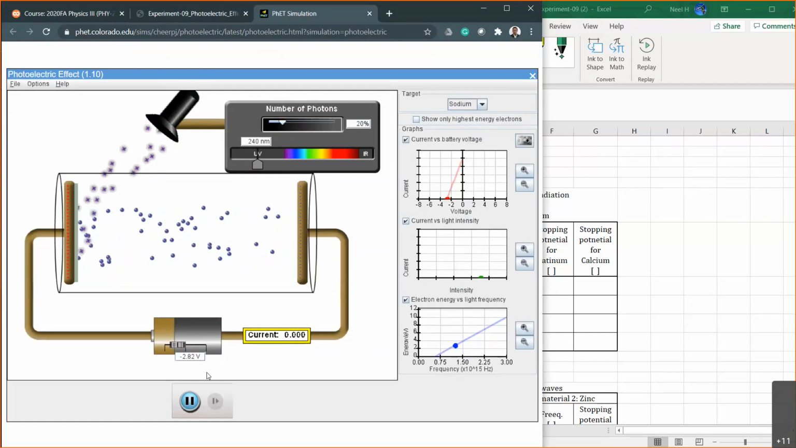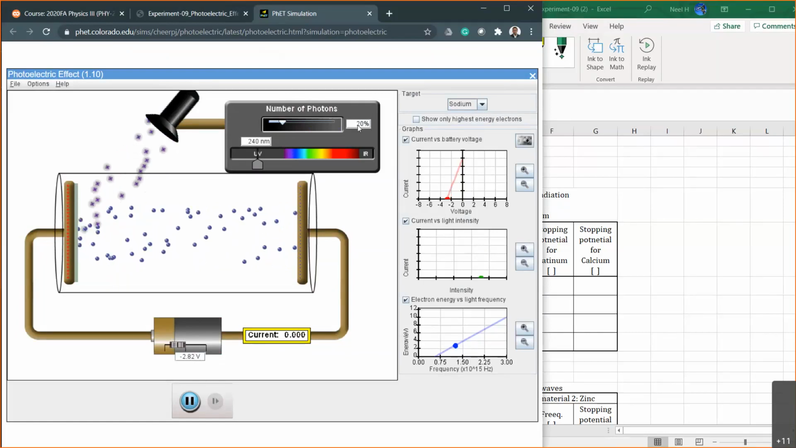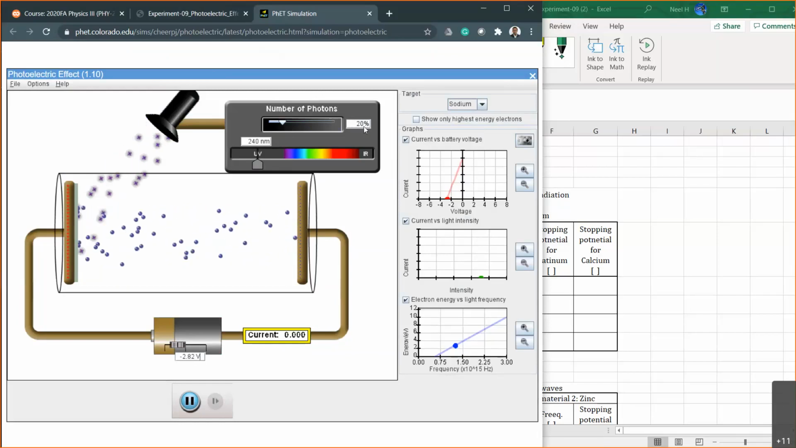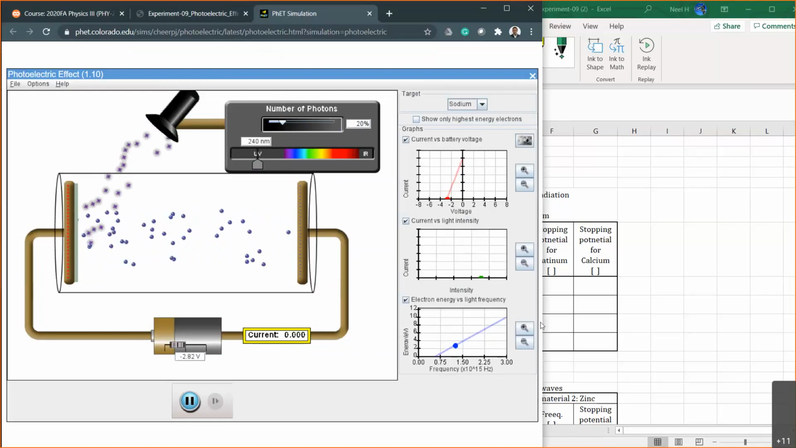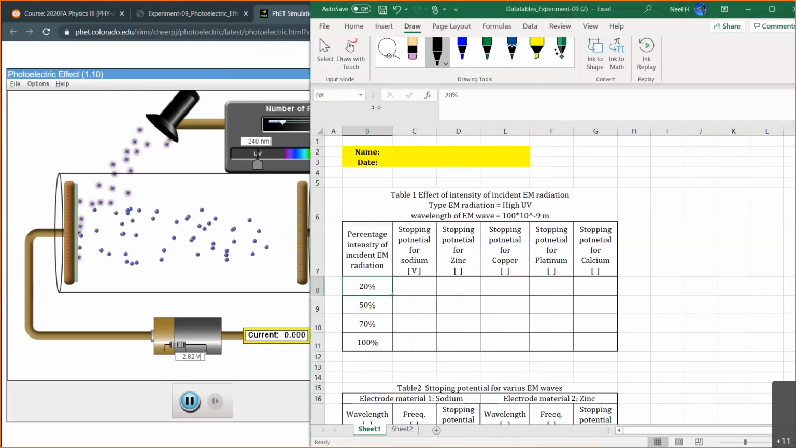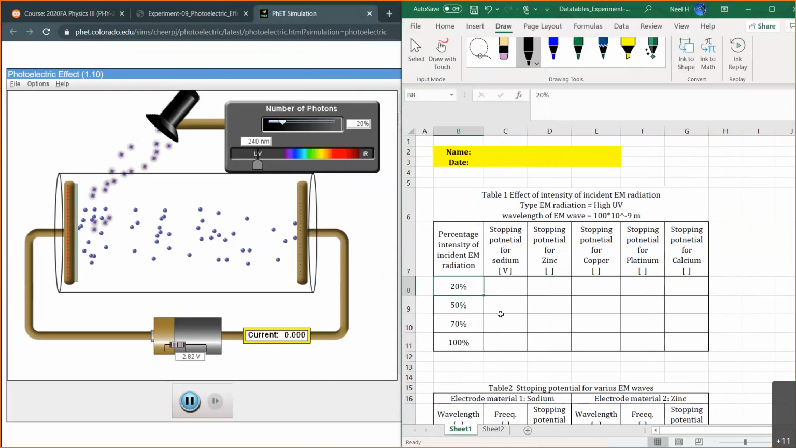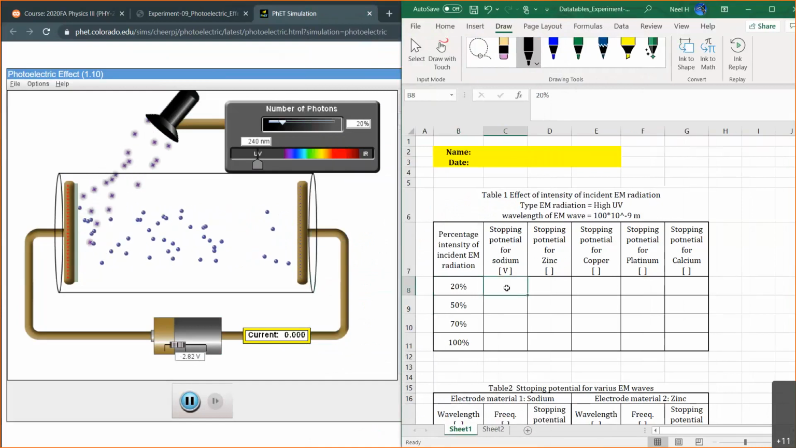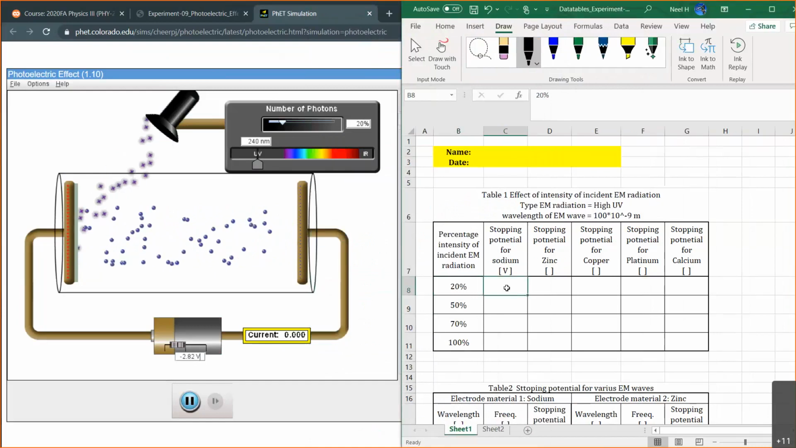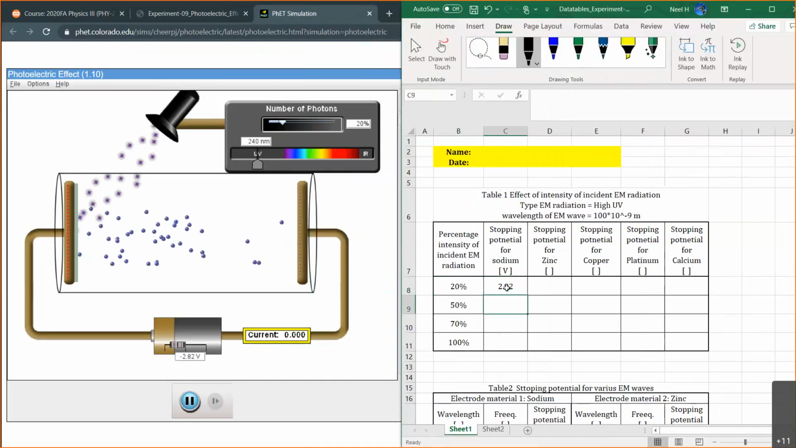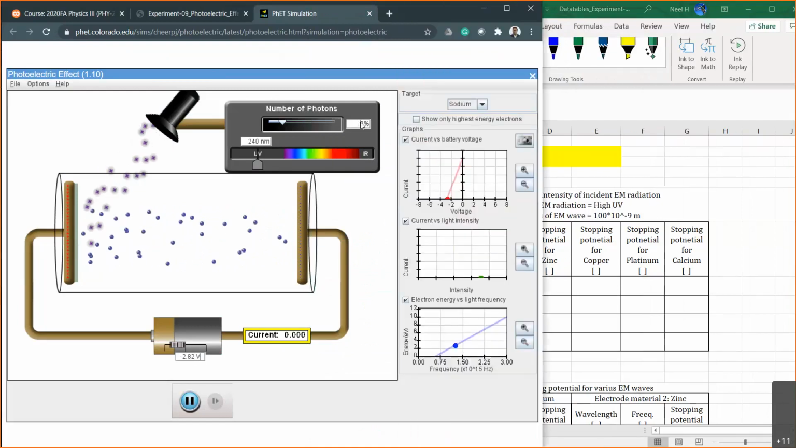So now what we need is for this percentage value right here to not change due to anything. That should remain fixed. Now it's fine. And then let's record. Okay, so now I think we can continue that way. Stopping potential for sodium, 20% incoming photon intensity, reverse applied voltage 2.82. Let's continue to 50.